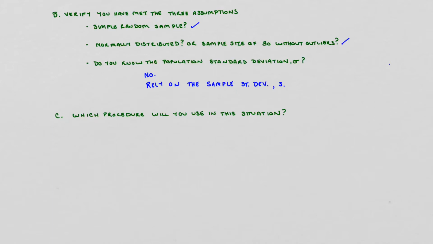So for our next step, which procedure will you use in this situation? And this hinges on if you know the population standard deviation, sigma, or do you know the sample standard deviation, s. We know the sample standard deviation, so in this situation, we're going to use our t interval.